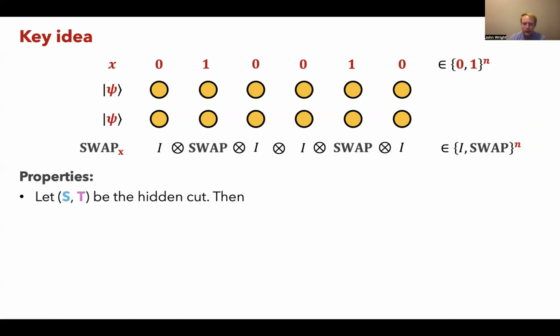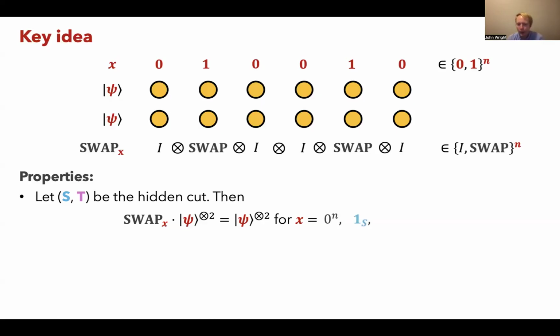First, let's suppose S, T is the hidden cut. Then let's say we take psi tensor 2 and we apply swap sub x to it. Then I claim that we actually get back psi tensor 2 for some nice strings x. So which x's does this work for? Well, first, when x is 0 to the n, then swap sub x is identity, and psi tensor 2 times identity is obviously psi tensor 2.